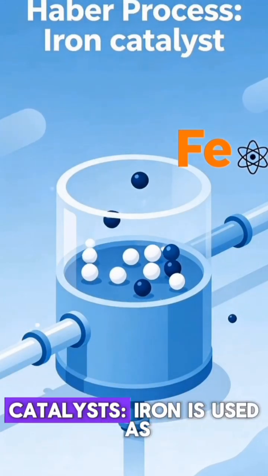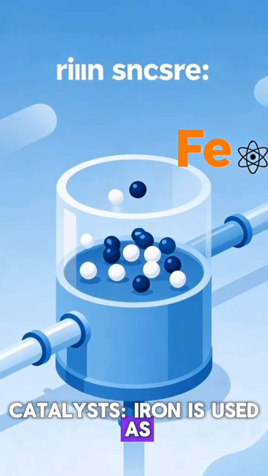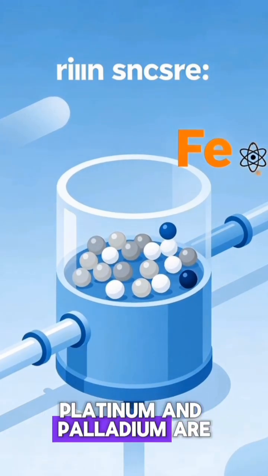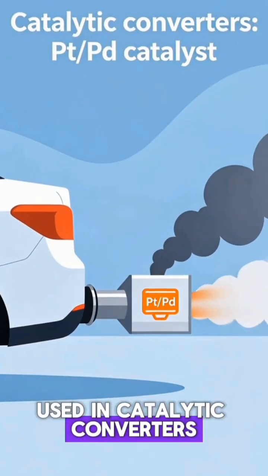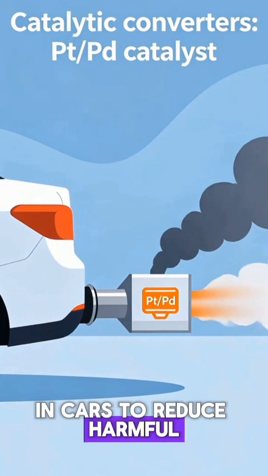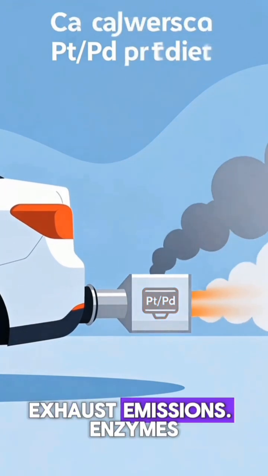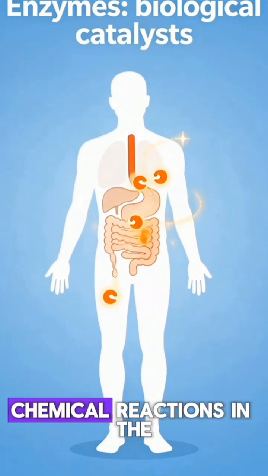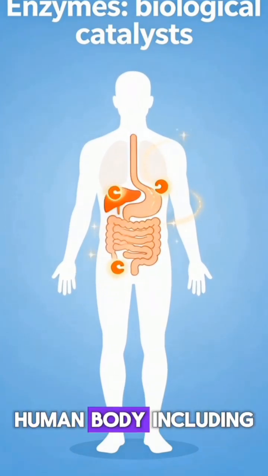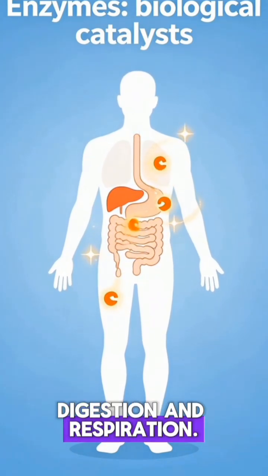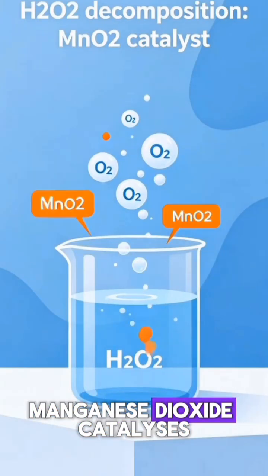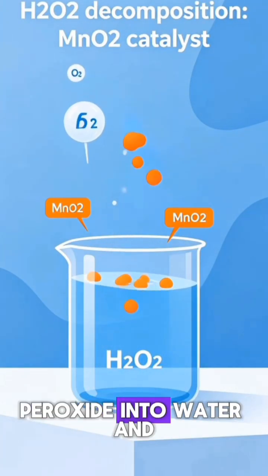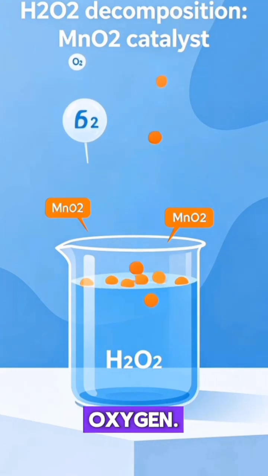Real-world examples of catalysts. Iron is used as a catalyst in the Haber process to make ammonia. Platinum and palladium are used in catalytic converters in cars to reduce harmful exhaust emissions. Enzymes are biological catalysts. They control thousands of chemical reactions in the human body, including digestion and respiration. Manganese dioxide catalyses the decomposition of hydrogen peroxide into water and oxygen.